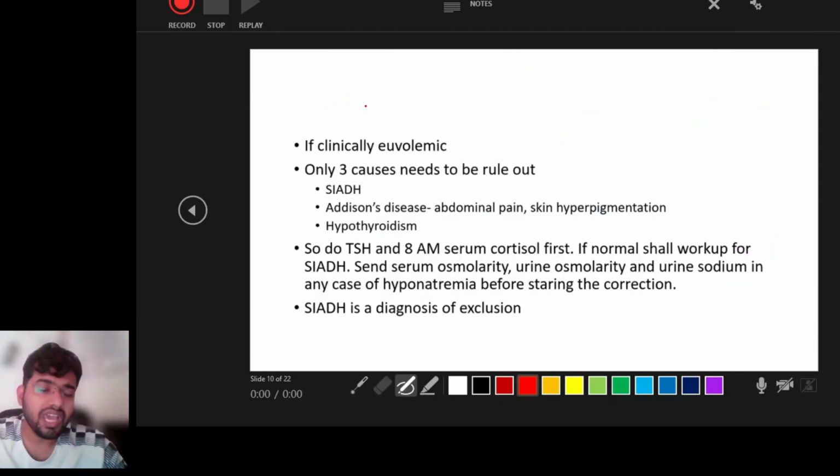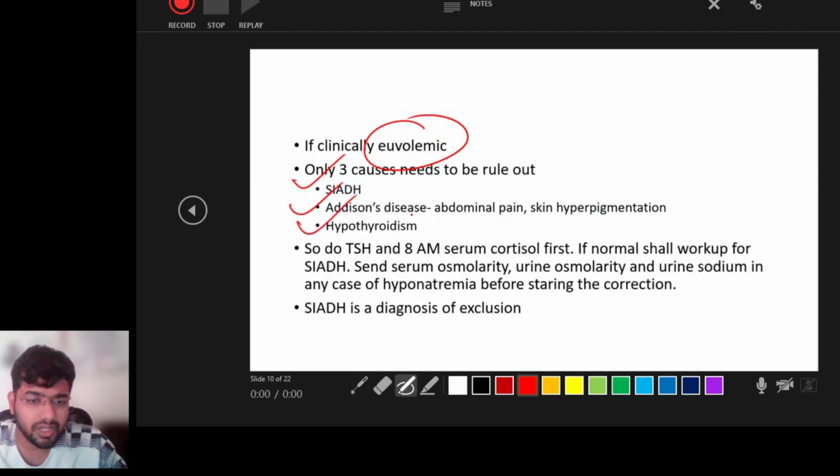Okay, now we have ruled out hypervolemia and hypovolemia. The next thing is euvolemia. Only three causes: SIADH, Addison's disease, and hypothyroidism. Of these, Addison's disease will usually give clues like abdominal pain. Patients will have extreme darkness of skin. Skin hyperpigmentation will be present, and hypoglycemia will also be present in these patients.